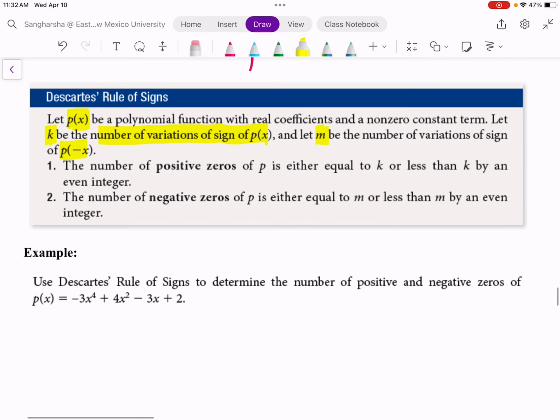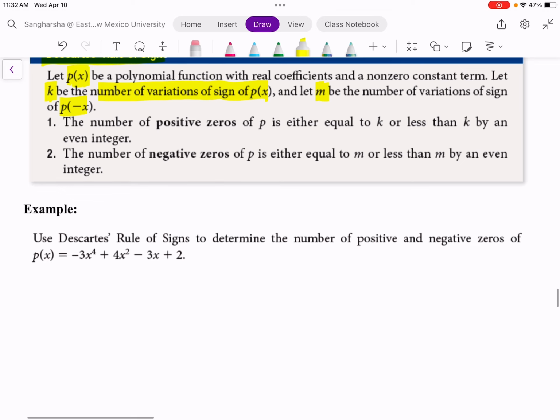When we find the zeros of a function, this helps us know how many positive zeros and how many negative zeros we can find, with the help of Descartes' rule. So if you have a function and want to know how many positive or negative zeros you can find, we use this rule. We look for the number of variations of sign in p of x for positive zeros, and the number of variations of sign in p of minus x for negative zeros.